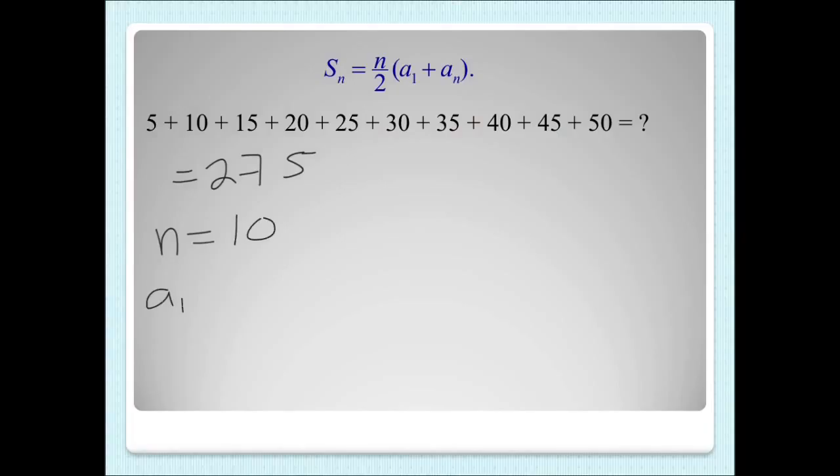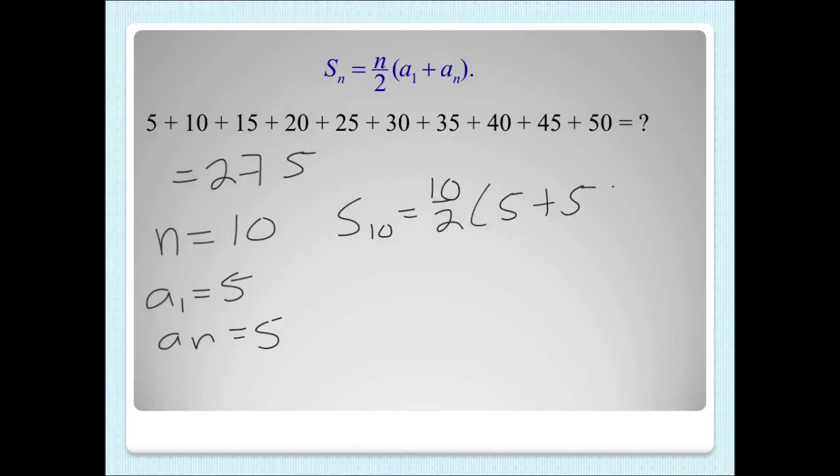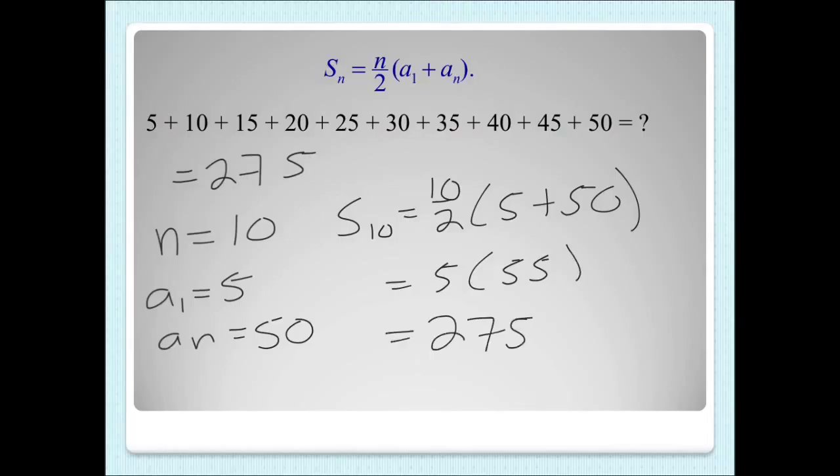a sub 1 is always our first term, which in this case is the 5. And a sub n is our last term, which in this case is 50. So to find the sum of the 10 terms, for a formula we have 10 over 2 times (5 plus 50). Oops, forgot to put 50 there. Alright, so that's going to simplify to be 5 times 55, which does in fact turn out to be 275. So here we can see that our formula works.